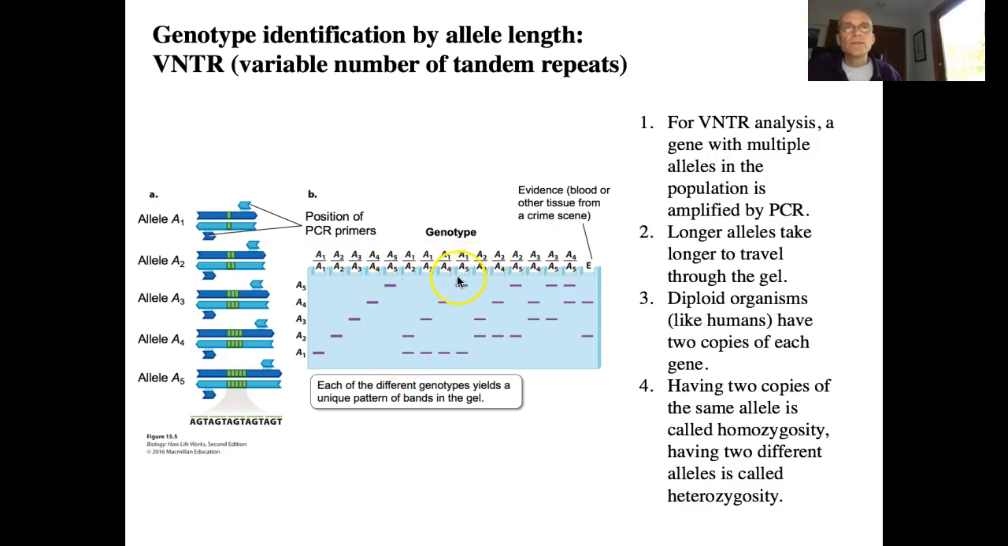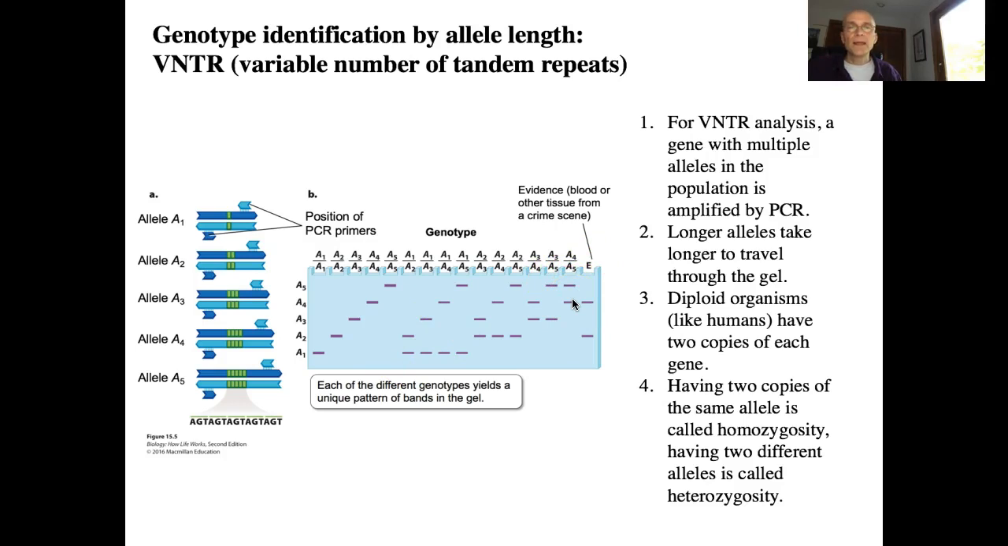So now you see all the different combinations, right? You see that maybe 2 and 3 would look like this, 3 and 4 would look like that, 4 and 5 would look like that. This is called a fingerprint, a genetic fingerprint. Each of the different genotypes yields a unique pattern of bands in the gel. So when you hear the term genetic fingerprinting, what you can do is create a pattern that is totally specific to a person, and it could be either this pattern or that pattern.